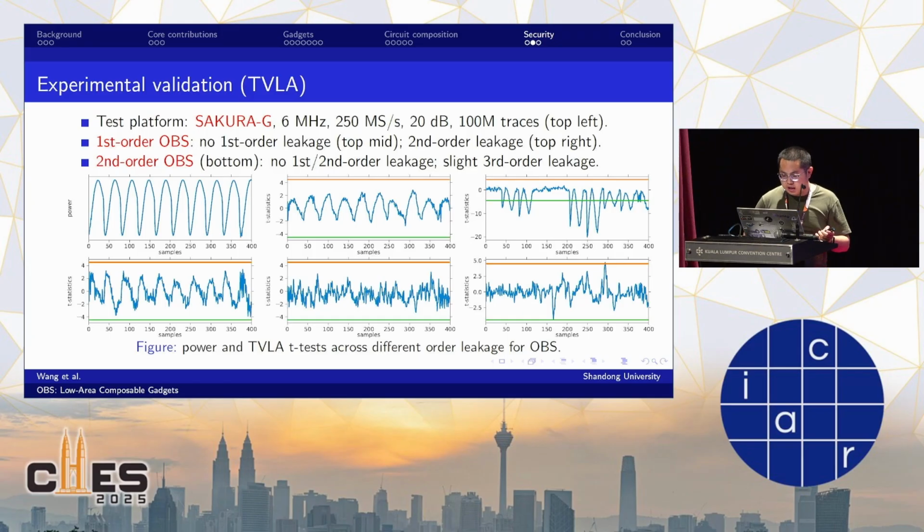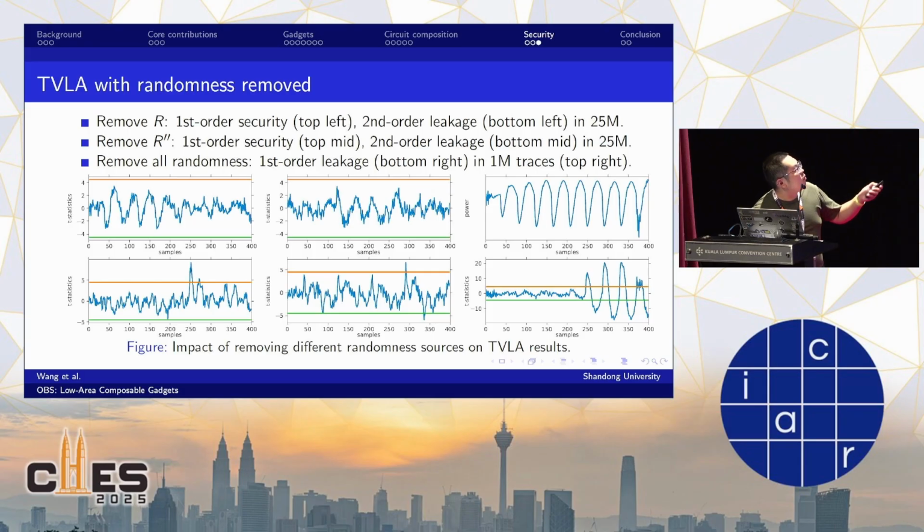To further explore the role of each randomness source in the second order, we performed the TVLA with selective removal. When we remove the R, the first order security can still hold, but the second order leakage becomes significant at 25 million traces.